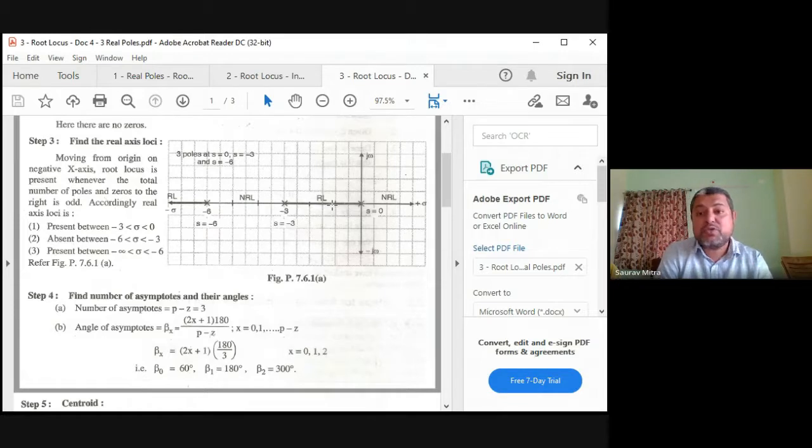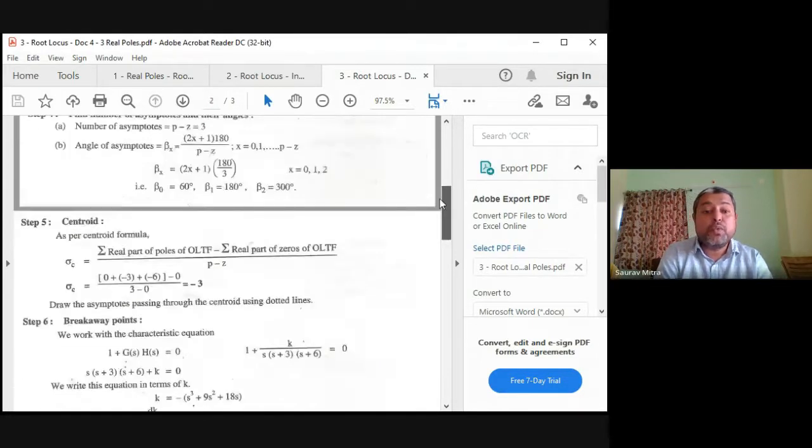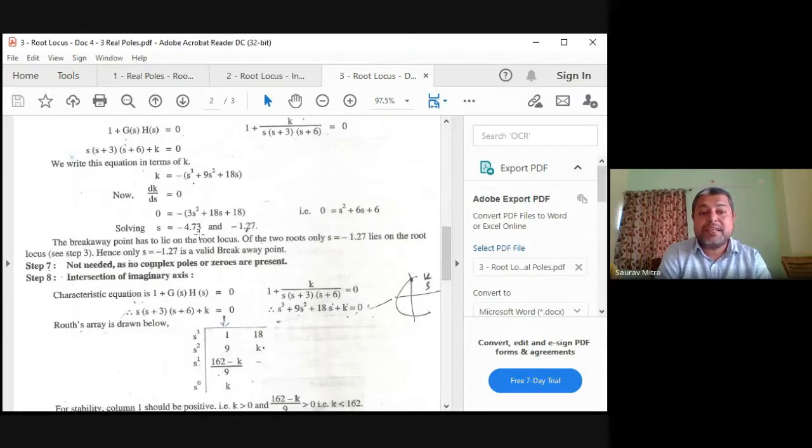That means out of these two values, whatever you have found out, minus 4.27, which is here, there is no valid root locus. There is no real axis root locus at minus 4.27. So this one line you have to add here as they have written. The breakaway point has to lie on root locus. Always it is the case, because the two roots will come and collide at that point.